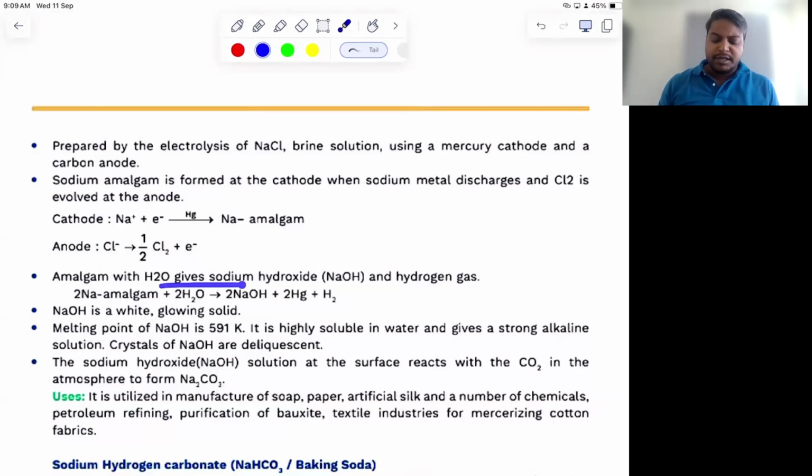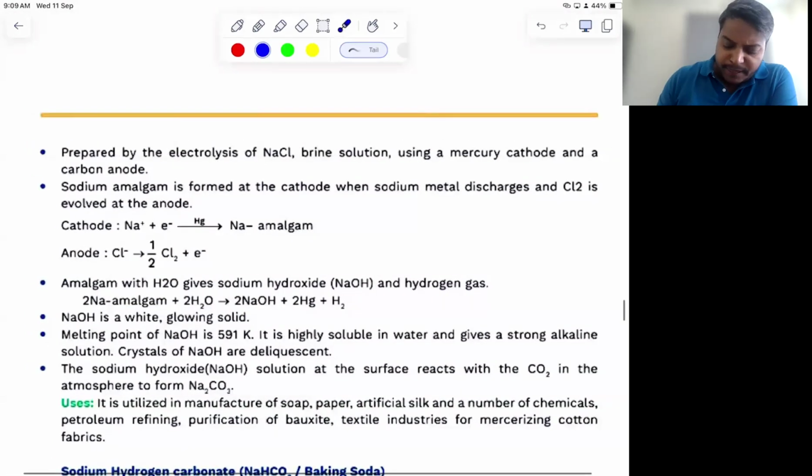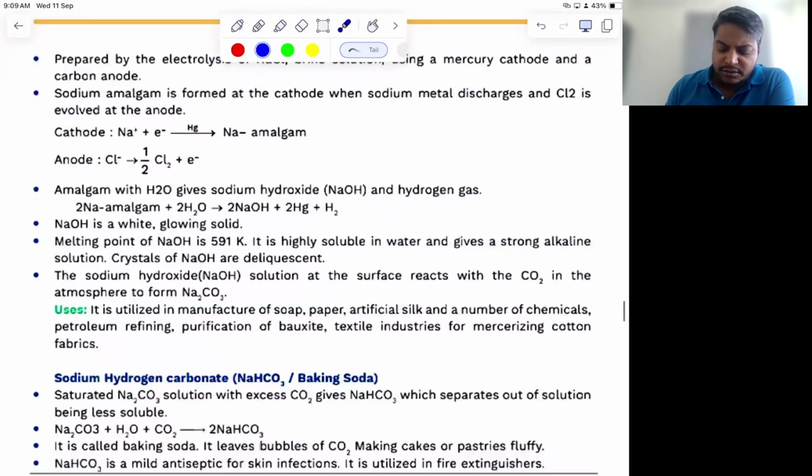The amalgam with H2O gives sodium hydroxide and hydrogen gas. So when you add this to H2O, it will give NaOH, and mercury will be released, giving H2 gas. What is left is OH minus, which is already present in the solution, and Cl2 has been released as gas outside. So eventually the products will be H2, Cl2, and NaOH. These are the products you will have when NaCl solution is electrolyzed.